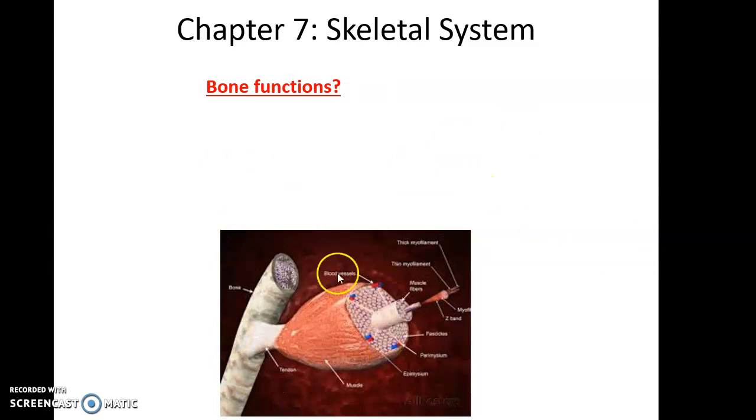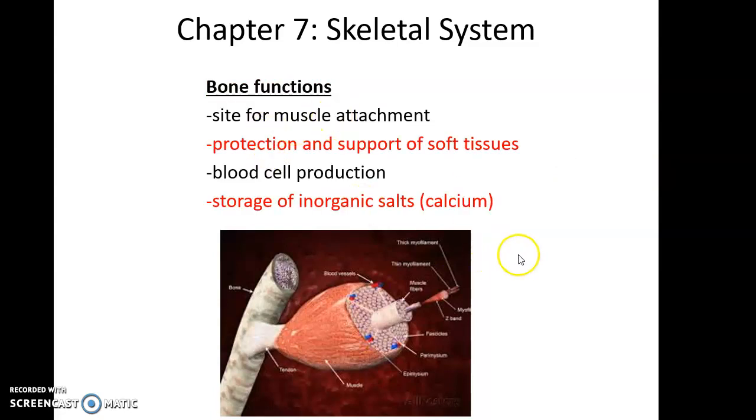All right, some possible functions of bones. Well, they're kind of similar to the functions of the skeletal system. So we have a site for muscle attachment. As we can see in this picture here, a muscle is attaching to the bone. It's because the bone is needed as a rigid structure to allow for movement to be created from it being pulled on. Protection and support of soft tissues, holding those tissues and organs in place, protecting them from external forces, all important functions. Blood cell production, all of our blood cells are produced in red bone marrow. And storage of inorganic salts, specifically calcium salts.